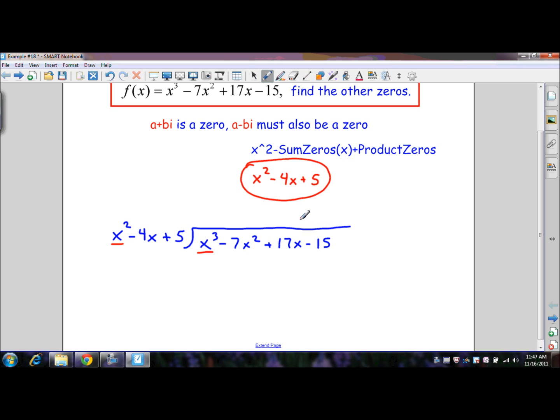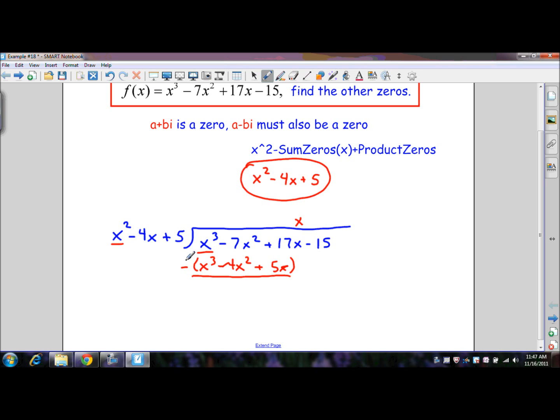So the very first thing that I'm going to do in long division is I'm going to look at the first terms, and I'm going to ask myself, what do I have to multiply x squared by to get x to the third? The answer to that would be just x. And I'm going to line it above its like term. And now I'm going to take the x and multiply by all three pieces out in front. So x times x squared is x to the third.